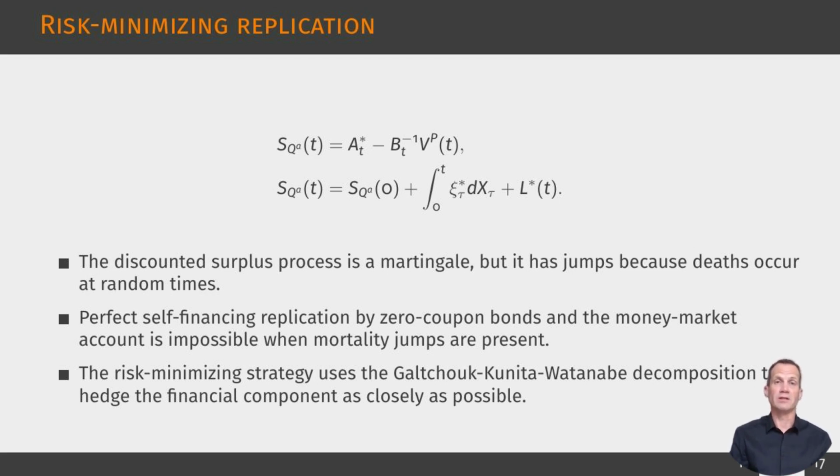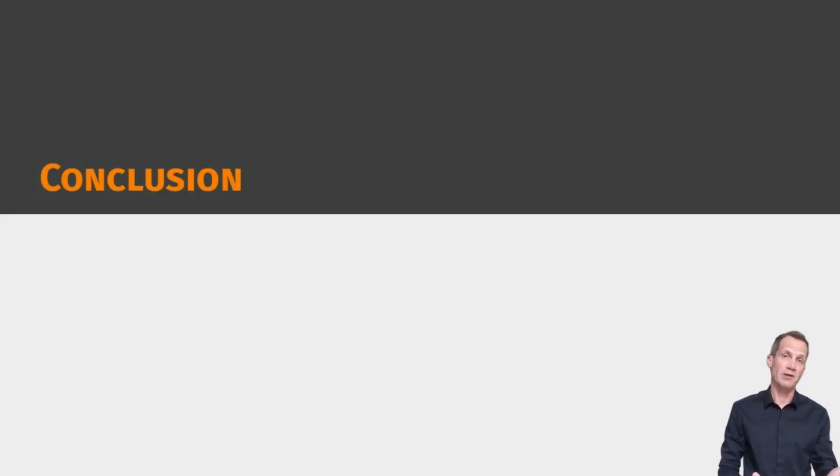The second relation is the Galchuk-Kunita-Watanabe decomposition. The integral with respect to the discounted zero-coupon price represents the hedgeable financial component. The remaining martingale is orthogonal to the financial asset process and represents unhedgeable risk. This residual risk comes from death occurrences and from changes in mortality intensity that are not spanned by the financial market. The resulting strategy is not perfectly self-financing, but it remains as close as possible to a self-financing strategy in a mean-square sense. The conclusion returns to the main message of the chapter.